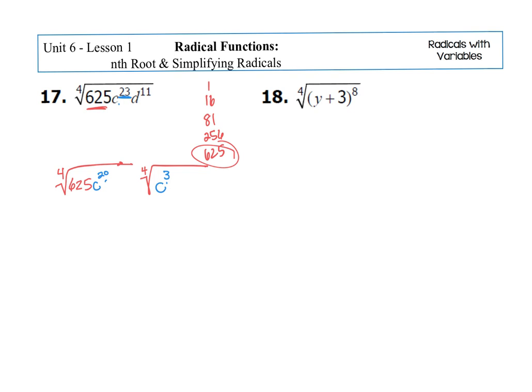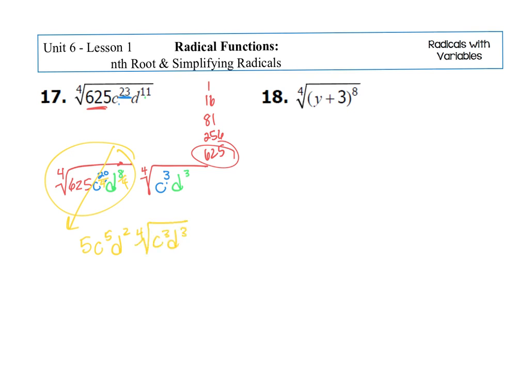Now for my d's, okay, 11 does not divide by 4, neither does 10 or 9, not till we get to 8. So we're going to put d to the 8th in the first house. And again, 11 minus 8 means we kicked out 3. And then we fourth root this whole first house. The fourth root of 625 is 5. We're dividing our exponents by 4 because it's a fourth root. So 20 divided by 4 is 5, c to the 5th power. 8 divided by 4 gives me a d squared. Left over with a fourth root of c cubed, d cubed.